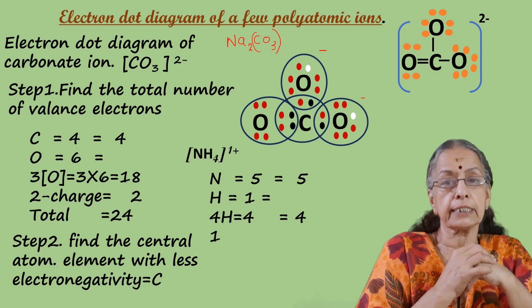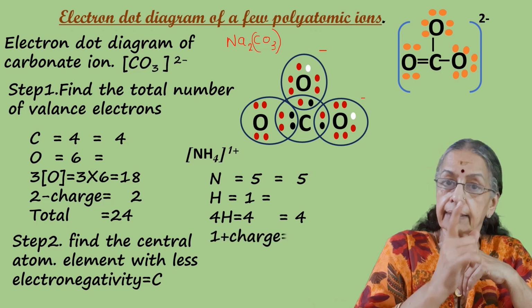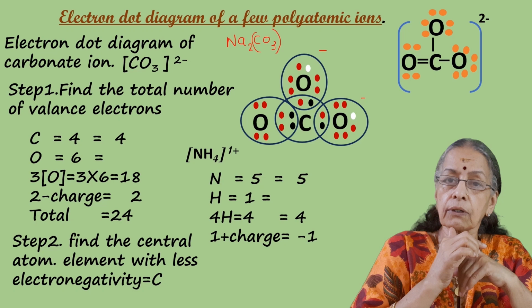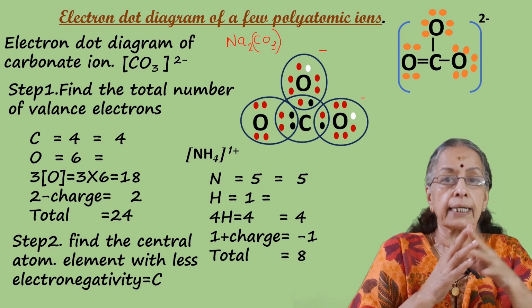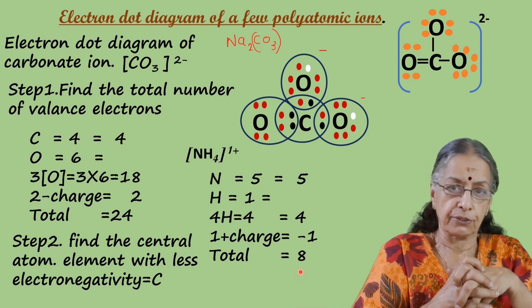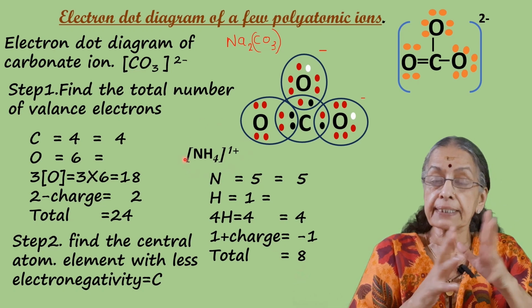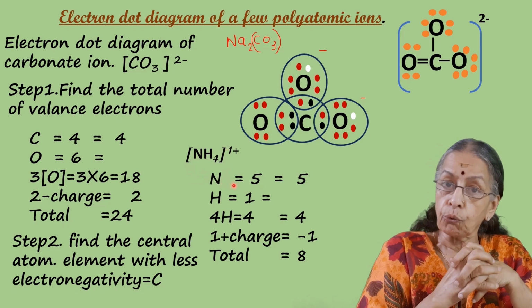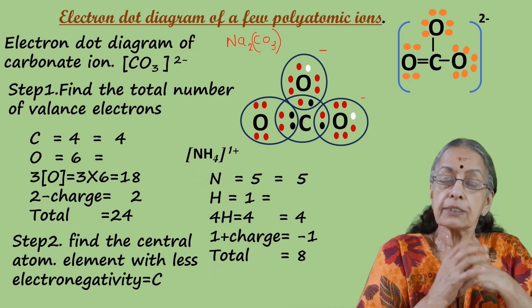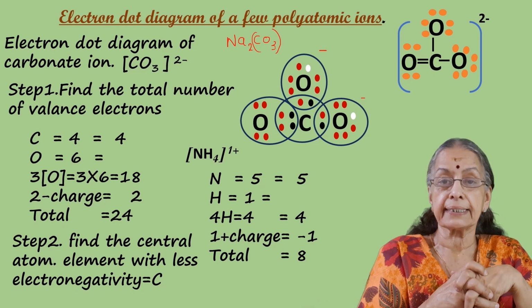But there is 1 positive charge. That means 1 electron is less. That electron is less in a hydrogen atom. So instead of 9 electrons, it has only 8 electrons. So when we finish representing this polyatomic cation, we should show only 8 electrons. So let us see how it is represented.